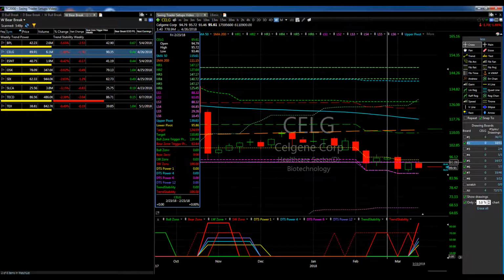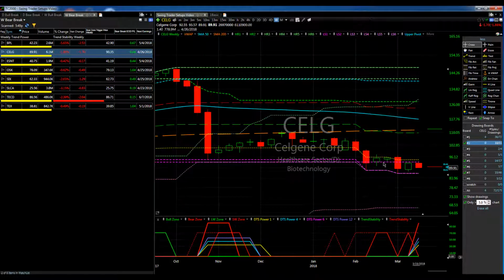The value of this line is $93.05. That's your problem now. It's going to be a problem until it gets above it and goes back and retests it. You could draw yourself a nice trend line right here and leave it there for a long time. This is a weekly chart.